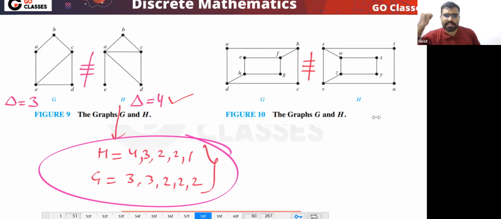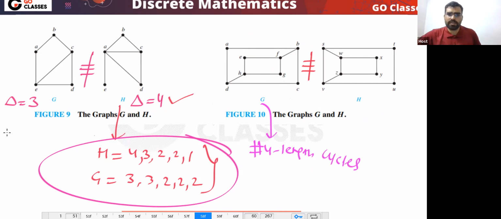The number of 4 length cycles. Let's find out how many 4 length cycles we have here. In this G, what will be the number of 4 length cycles?